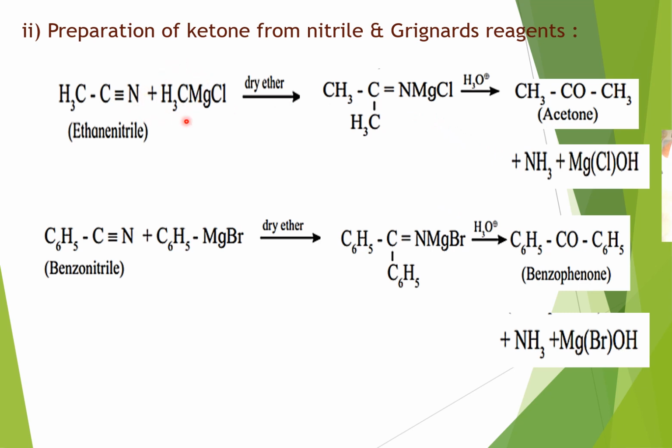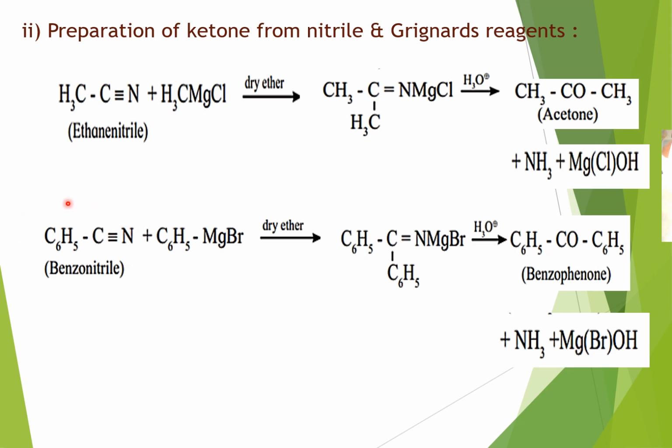Understood? So CH3 is negative, it goes on the positive part, that is adds on carbon. So a CH3-CH3 bond is formed and the triple bond gets converted to a double bond and you get a valency here. So N is there and MgCl gets added here. Okay. So this intermediate forms and this on hydrolysis gives you CH3-CO-CH3, and N gets converted to NH3 and Mg gets converted to MgClOH. Right? So that's how ketone is obtained from ethanenitrile.